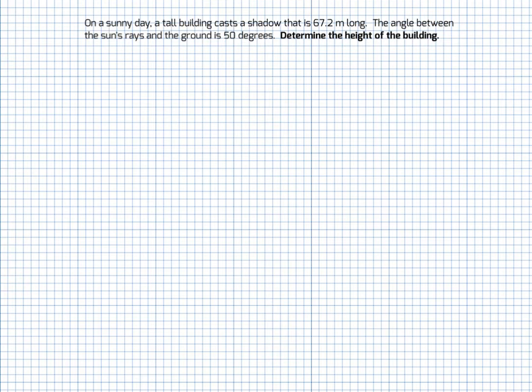So to begin, our first sample problem. On a sunny day, a tall building casts a shadow that is 67.2 meters long. The angle between the sun's rays and the ground is 50 degrees. Determine the height of the building. The first step that I would encourage you all to do is to draw a picture of the situation.